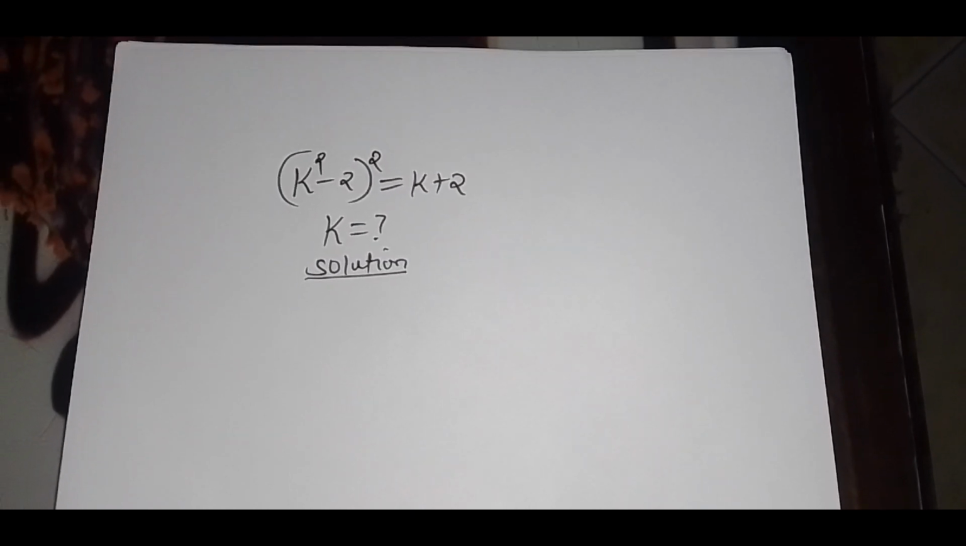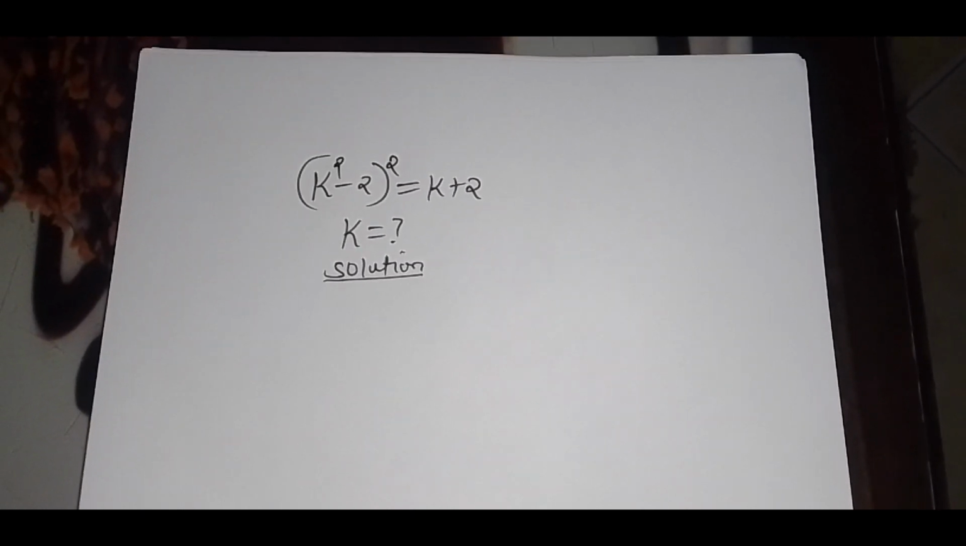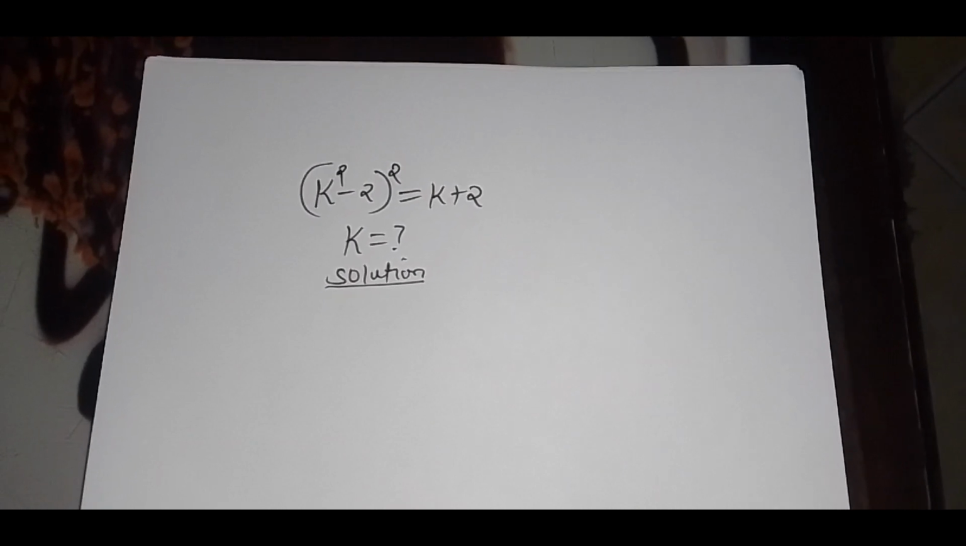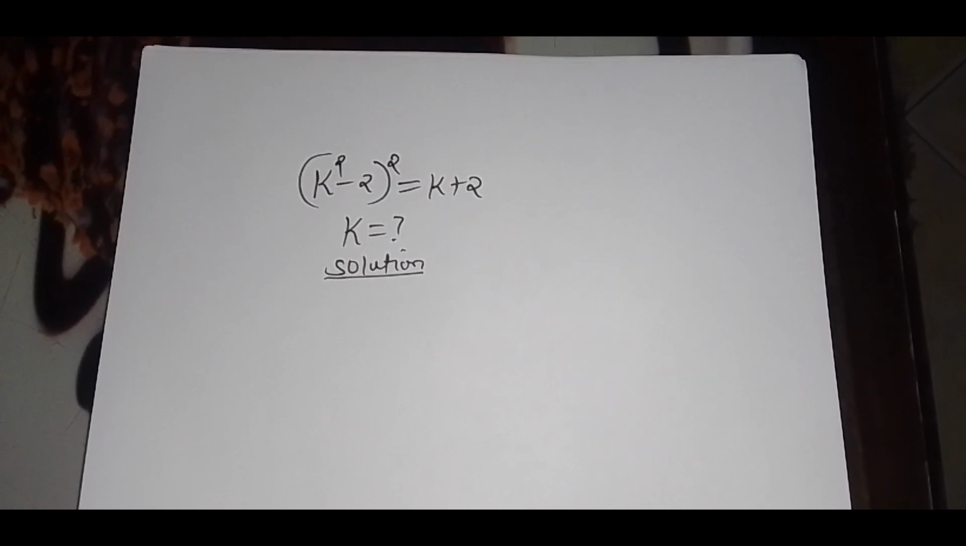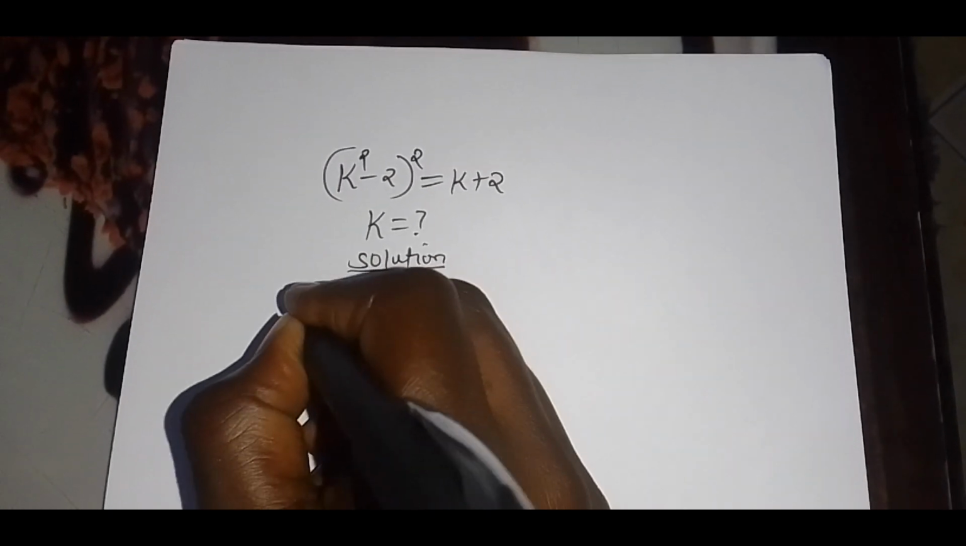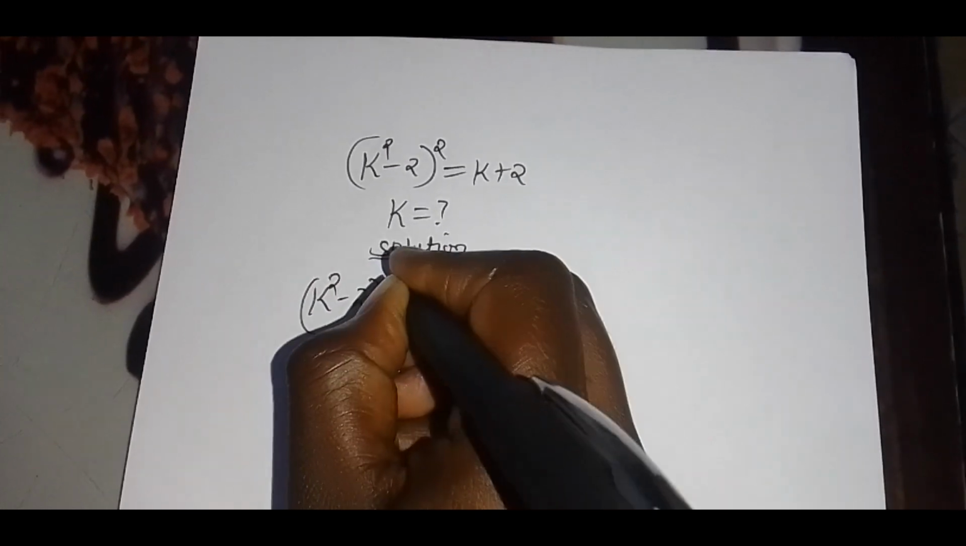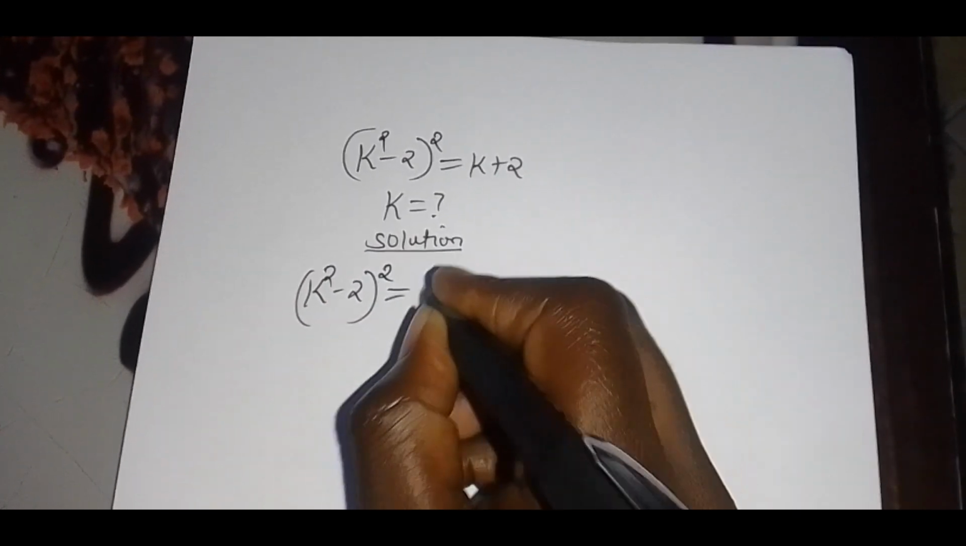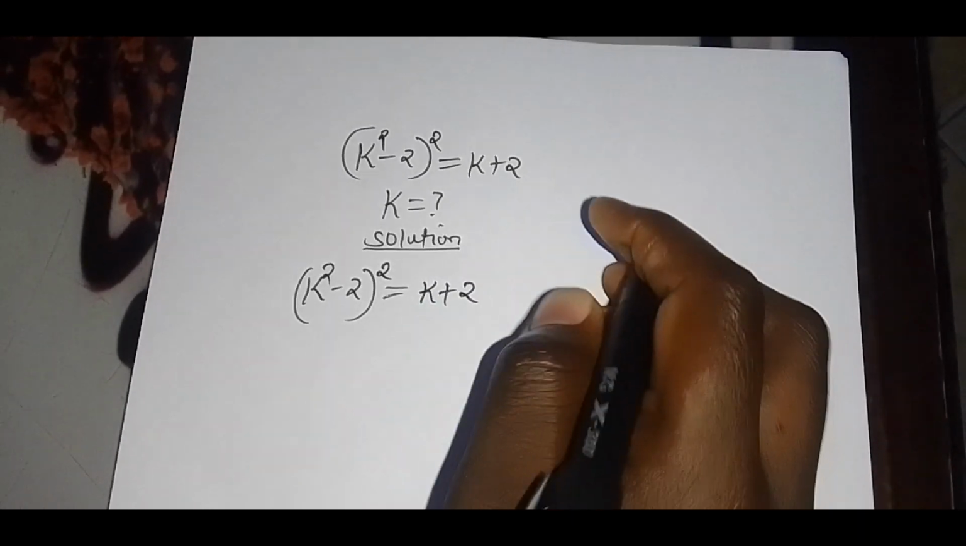Everyone, welcome back, and let's provide the solution to this math problem. We have (k squared minus 2) raised to power 2 is equal to k plus 2. So what is the value of k? Solution. (K squared minus 2) raised to power 2 is equal to k plus 2.